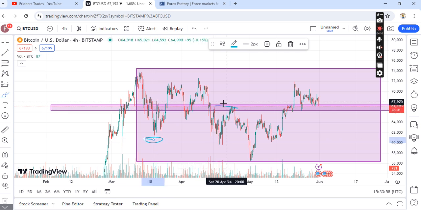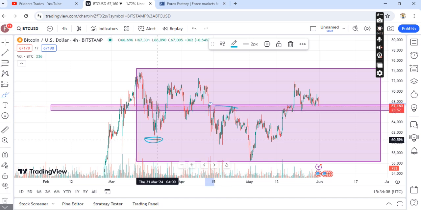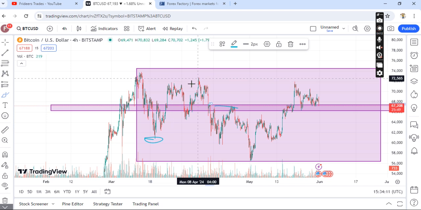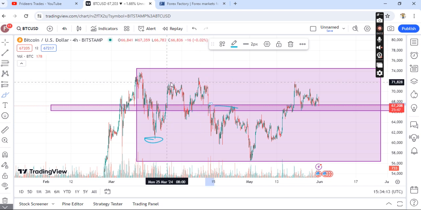This is liquidity. Do you believe me that this and this are the same? These are the same. Now it offered liquidity and came back straight to manipulate. This is the manipulation stage of the market. This is internal liquidity. This is the external liquidity.